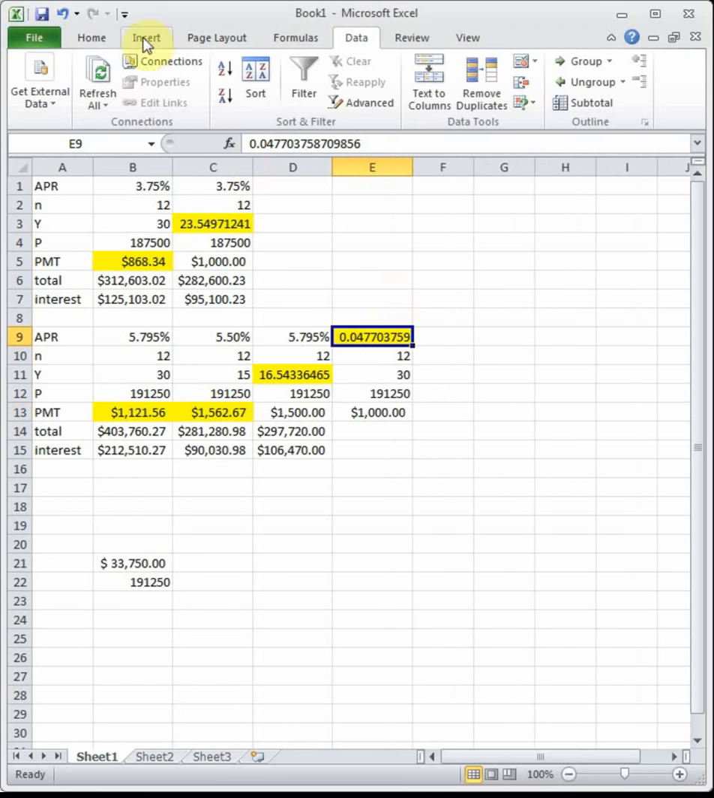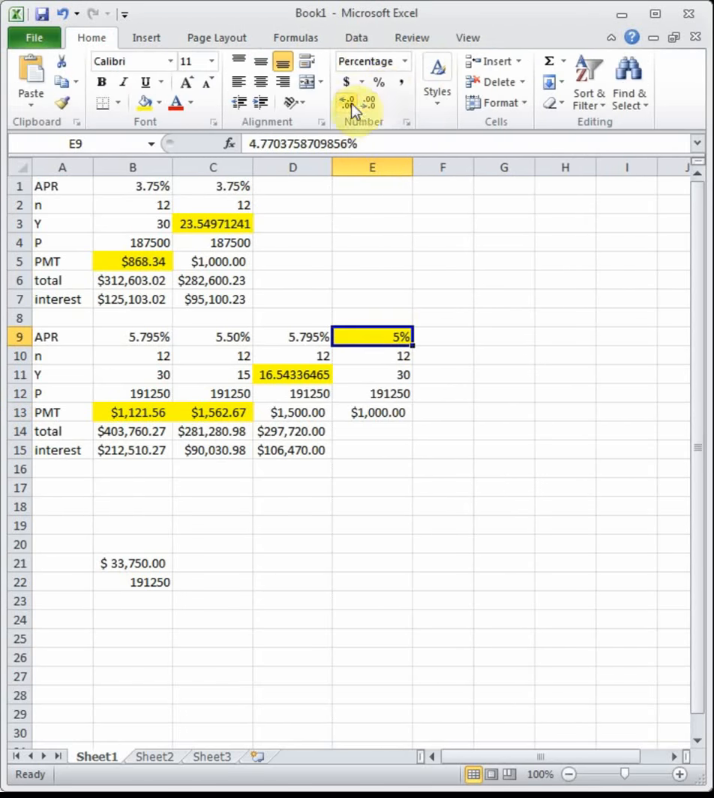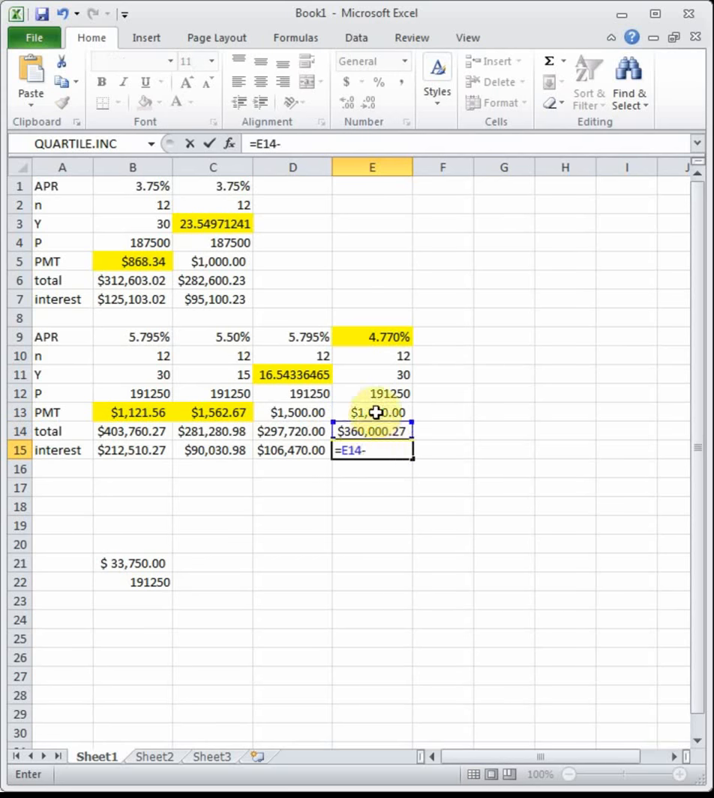And I'm going to change that to make it look pretty. I'm going to change it to a percent, to 3 decimal places. So she would need an interest rate of 4.77% to have $1,000 a month payments over 30 years. In this case, her total payment would be the $1,000 times 12 months a year times 30 years. And her interest paid would be her total minus her principal. So $168,000. So still way more in interest for making the minimum payments on a 30-year than having the minimum payments on 15, or by paying extra on the 30-year mortgage.